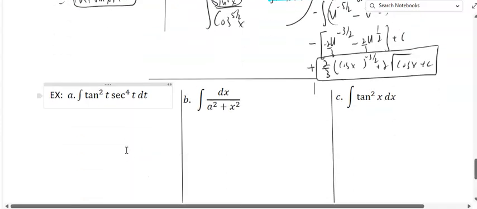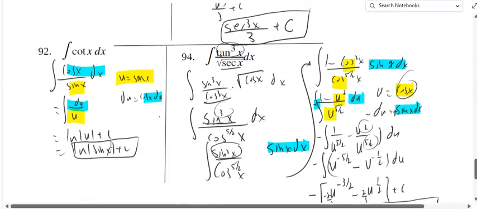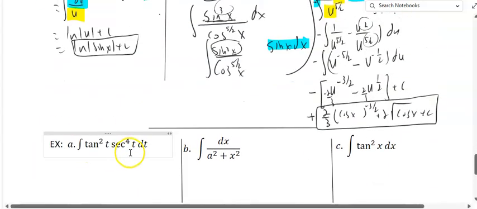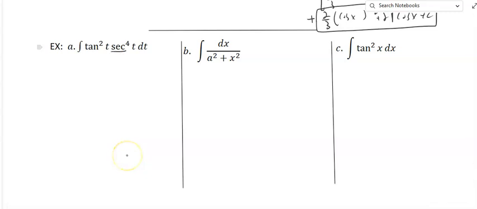Now, I'm looking at an example. I couldn't find one in the book, so we use the top. I want to use the bottom. What if you see an even power of secant? You say, okay, what I'm going to do, I'm going to save a secant squared of t dt. That leaves me with secant squared of t and a tangent squared of t. Remember, this is my du.